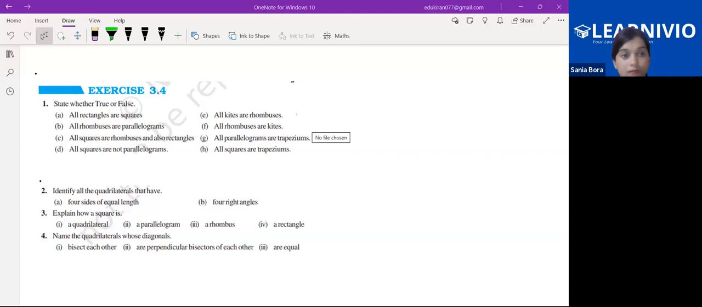Ma'am, in second B, there is 4 right angles. Is it a square or a rectangle? Both. Square and rectangle both have the same property. So you'll write square and rectangle. Okay, ma'am.